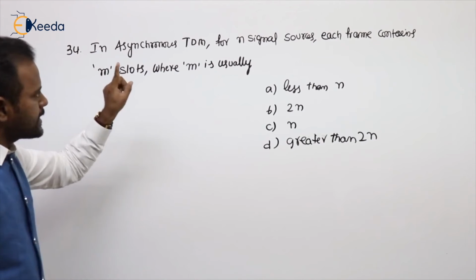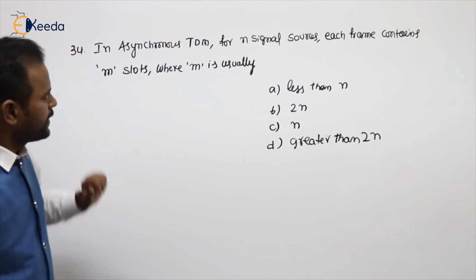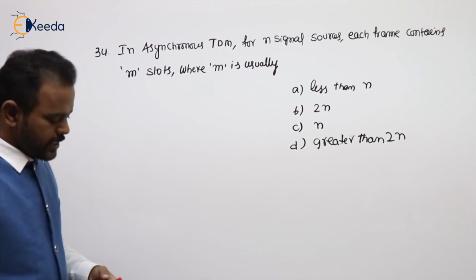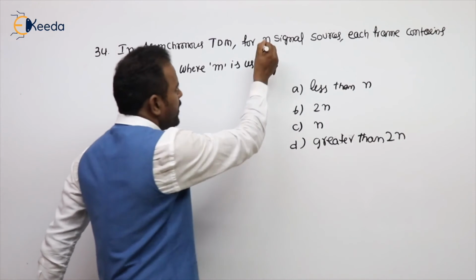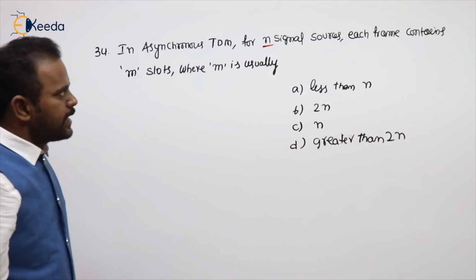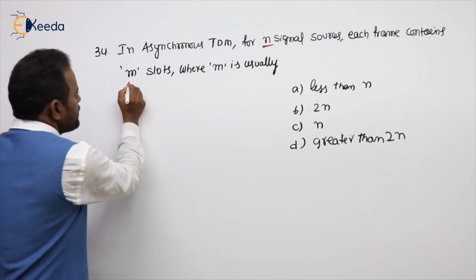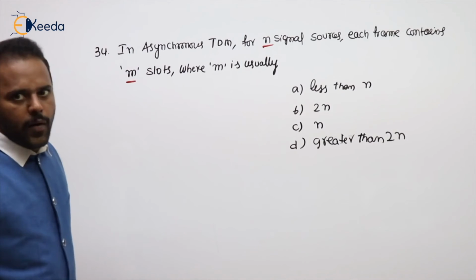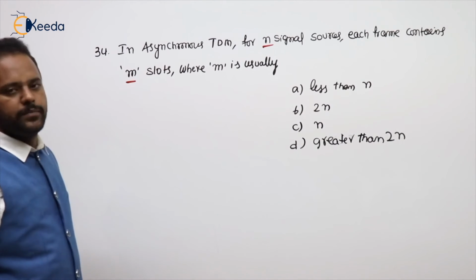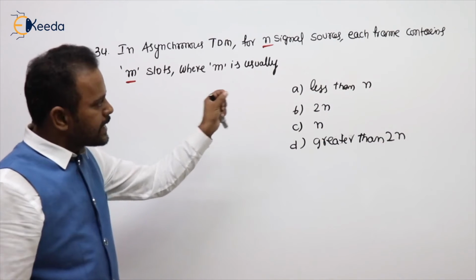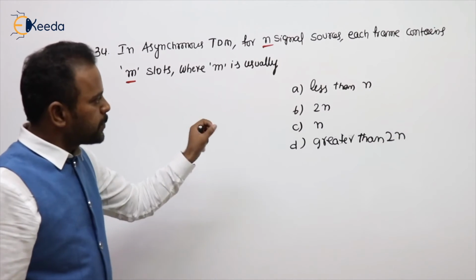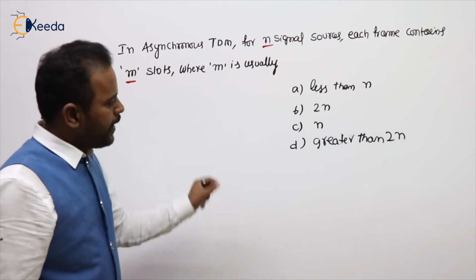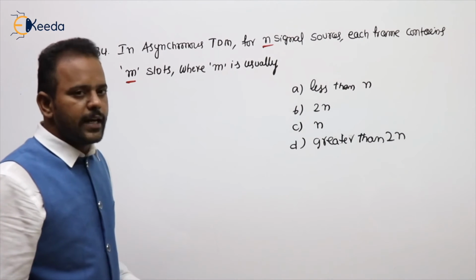In asynchronous TDM, for n signal sources, each frame contains m slots, where m is usually: option A less than n, option B 2n, option C greater than 2n.